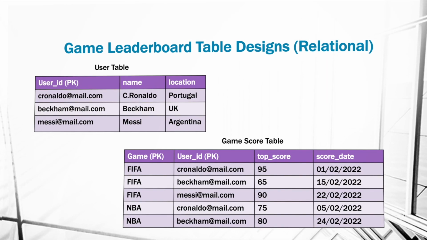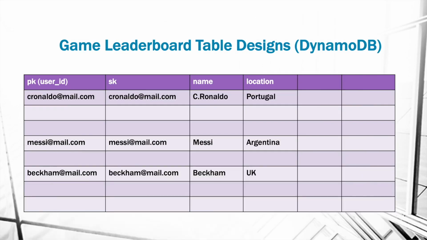Now, let's look at the DynamoDB table design. Let's first put all the user info items in the table. I have chosen user ID as the partition key. For the sort key, I just give the name SK. It is a general name.